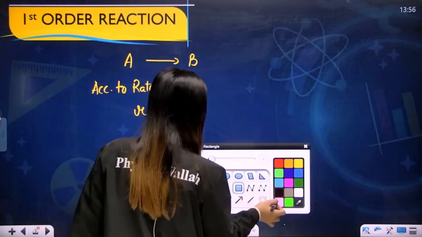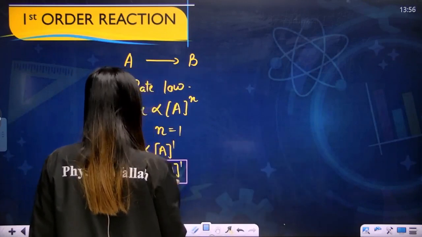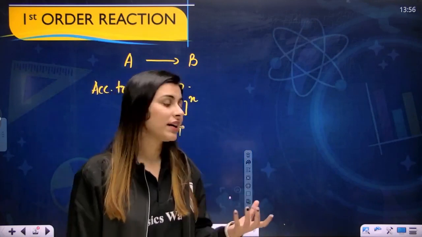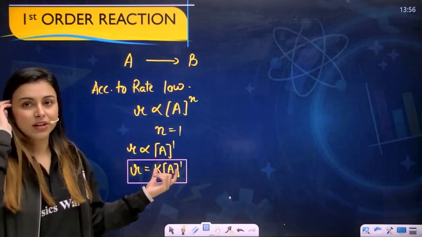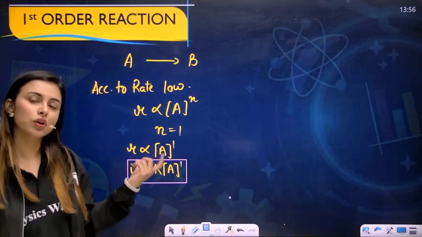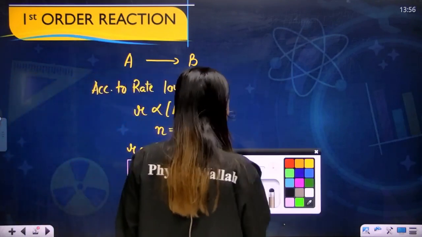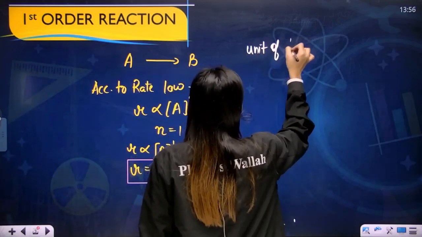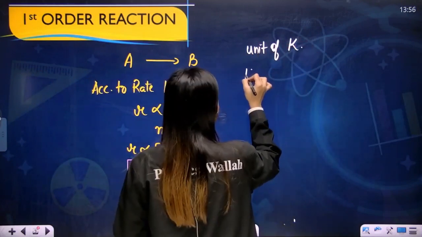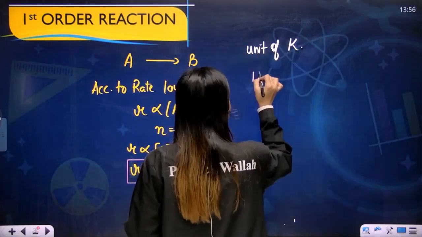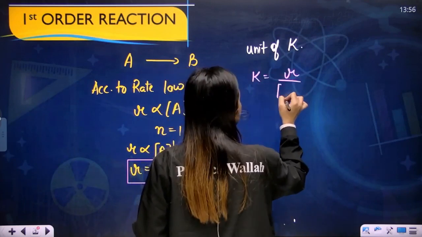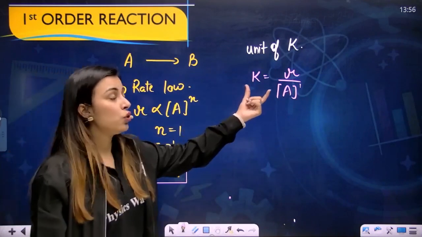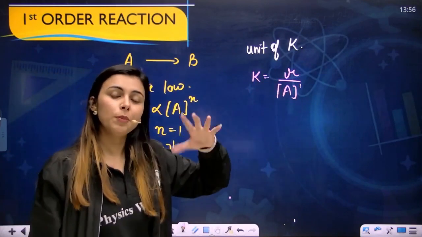Yes, perfect, my dear students. So this is something which you need to understand. This is the rate law expression for a first order reaction. Now I will let you know how you can calculate the unit of the rate constant K. K is equal to rate upon the concentration of the reactant raised to the power 1, right? You know the unit of rate: it is mole per liter per second.